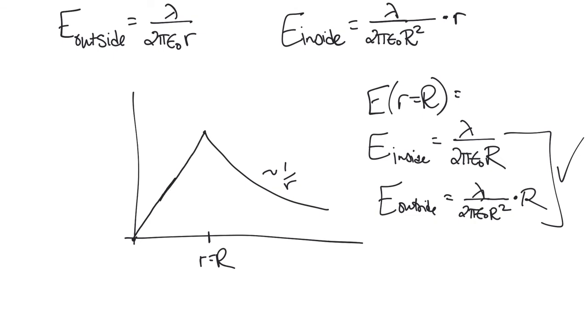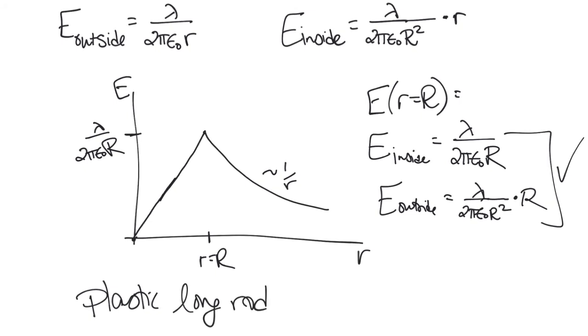So that value is lambda over 2 pi epsilon naught R. So that is our graph of E versus R for a plastic long rod. So we're going to look a lot at these kinds of graphs of how the electric field varies as a distance from the center.